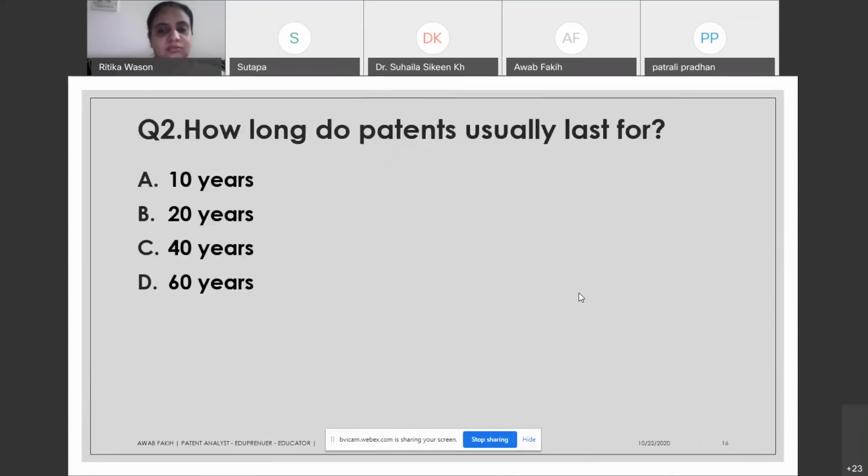Yes, we already got the answer from one of the participants, that is Shilpa. Second one. Thank you, Biswajit sir. Thank you, Lalit. Thank you, Namrata ma'am. Thank you, Shilpa. Thank you, Narinder. Yes. How long do patents usually last for? Amazing, amazing.